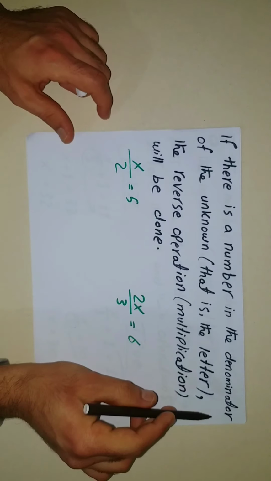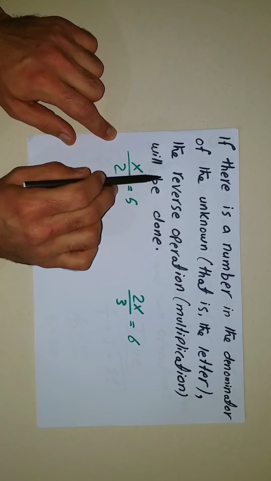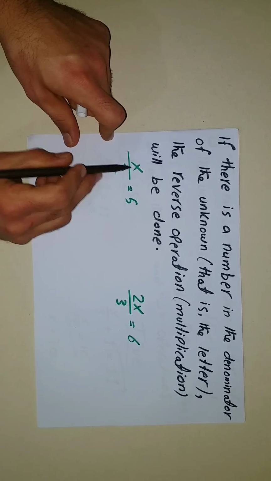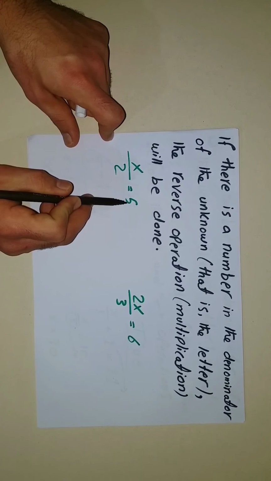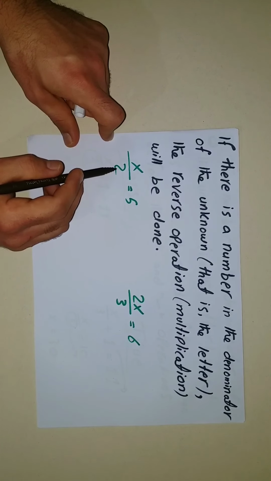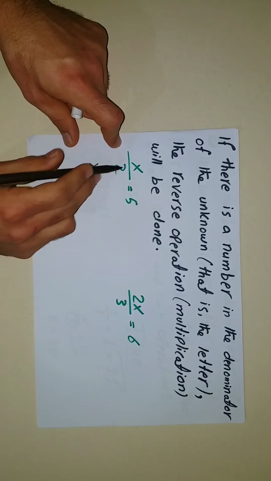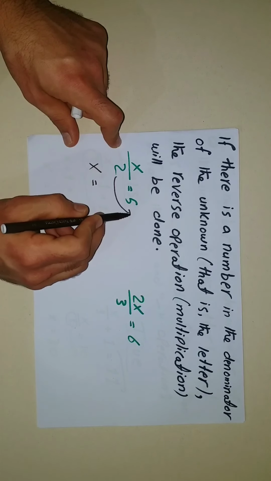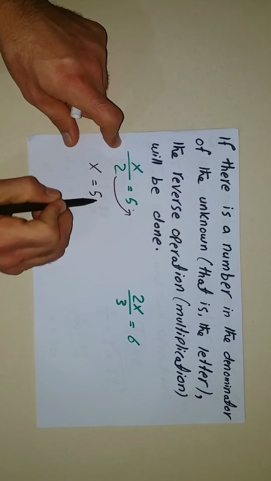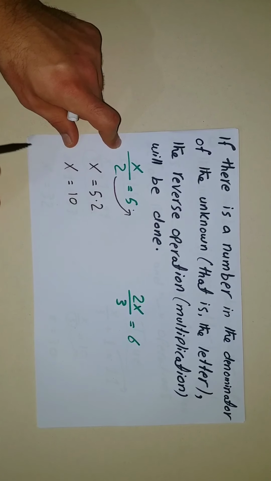If there is a number in the denominator of the unknown, the letter like x, y, z, the reverse operation, multiplication, will be done. Like in this question, x divided by 2 is equal to 5. 2 is in division in this question. If I transfer it to the other side of the equation, it will be in multiplication. Then 5 multiplied by 2, the result of x will be 10.